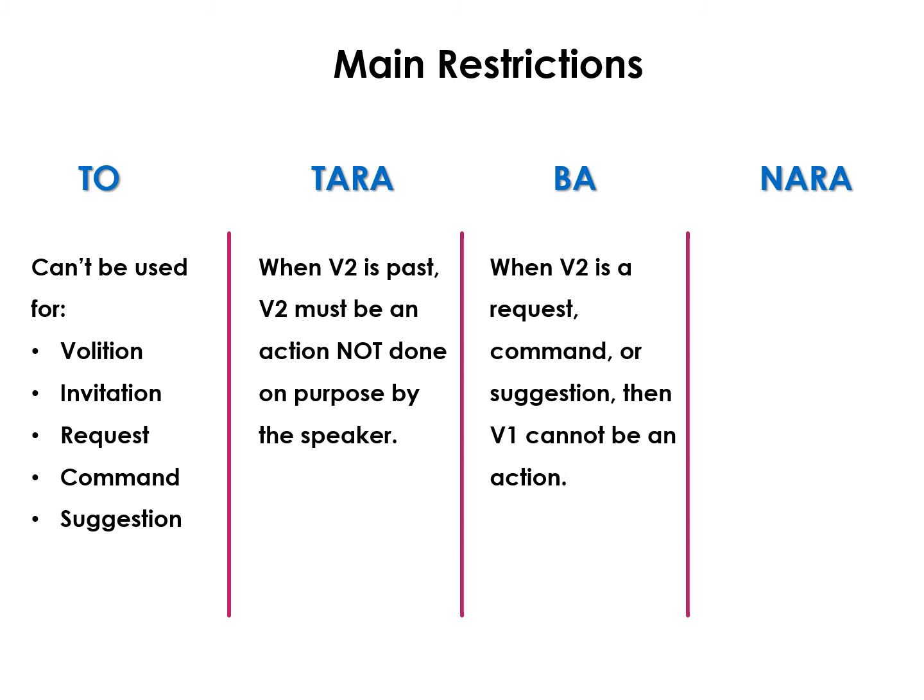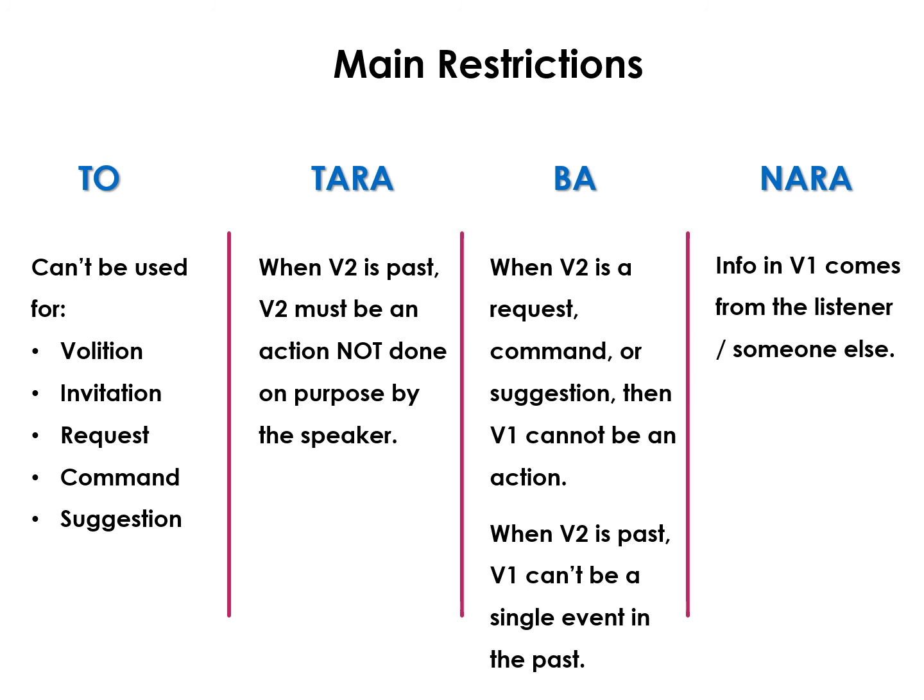For the ba conjugation, the major restriction is that when the main verb is a request, command, or suggestion, the verb in the ba subordinate clause cannot be an active verb. V1 can only be a stative verb or a spontaneous verb, adjective, noun, or pronoun. Also, when V2 is past, V1 can't be a single event in the past.